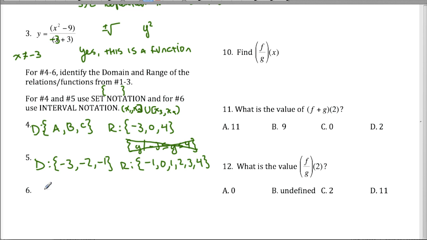And I thought that'd be easier to write in interval notation because we would just use -infinity to -3. We'd put a parentheses by the -3 because it's not included. Then we would union that with the interval of -3 to positive infinity. Okay, and so that would be my domain here.